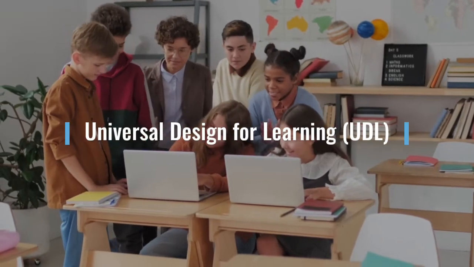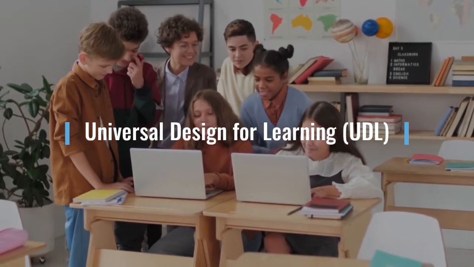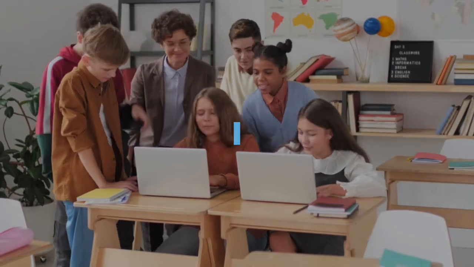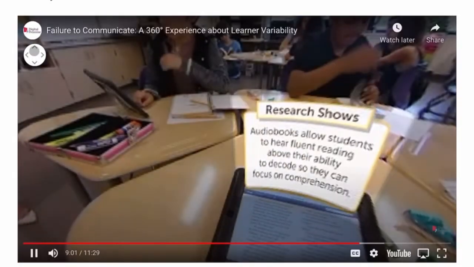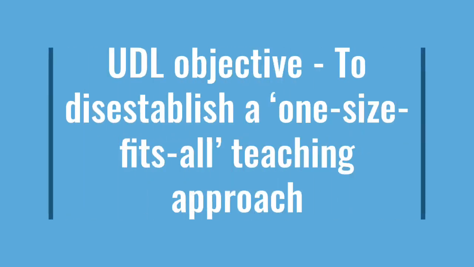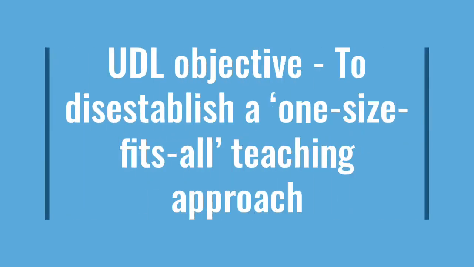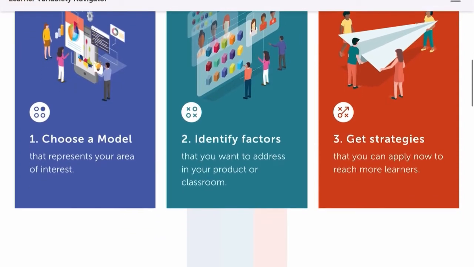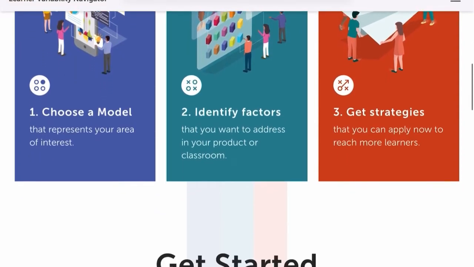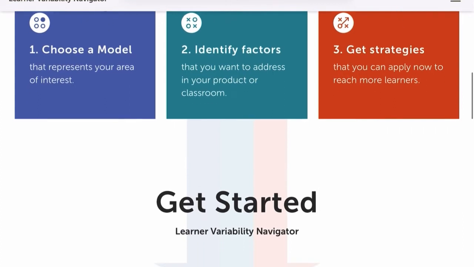The LVN follows a model for what we call the Universal Design for Learning, abbreviated as UDL, which is one method of implementation for practicing inclusive education. The overarching objective of UDL is to disestablish a one-size-fits-all teaching approach by eradicating any barriers for students accessing learning. Here are some highlighted UDL features that demonstrate innovation in the LVN.